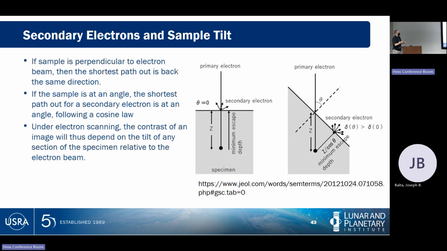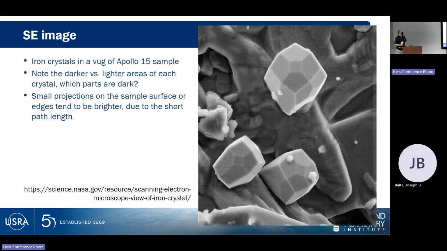So for a secondary electron, in this case, the amount of electrons we get out is a function of the orientation of the surface. And unlike backscatter, we don't get the biggest flux of secondary electrons if it's flat. We instead get a bigger flux of secondary electrons coming out of edges. So let's take a look at a secondary electron image. And I found a NASA one, so we're going to use a NASA one.